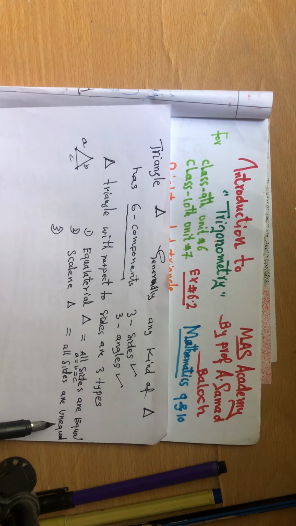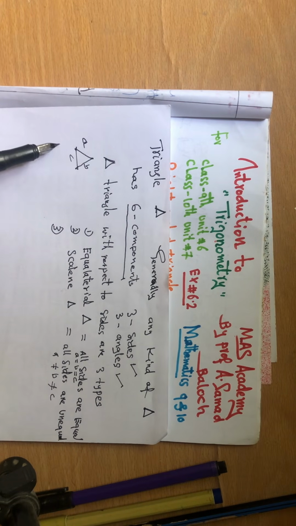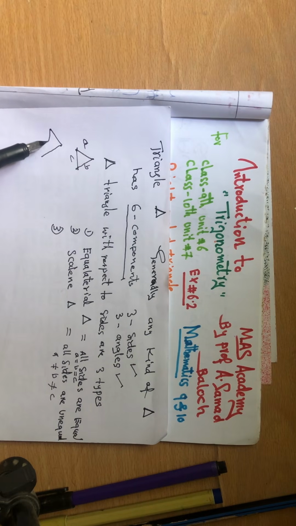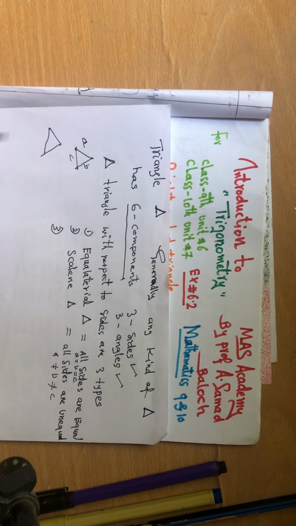Another triangle is called the scalene triangle. In it, no side is equal, or all sides are not equal. A, B and C are not equal. That can be a shape like this. We are trying to draw maybe like this. It looks like no sides are equal. A, B and C, all sides are different.